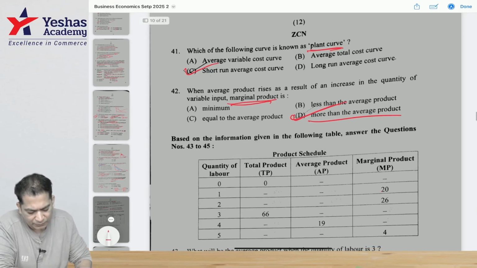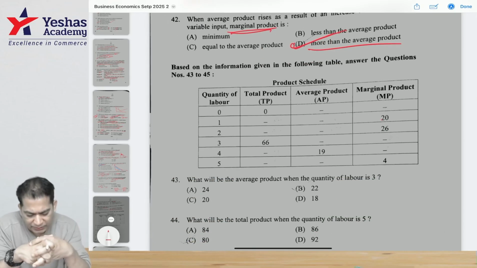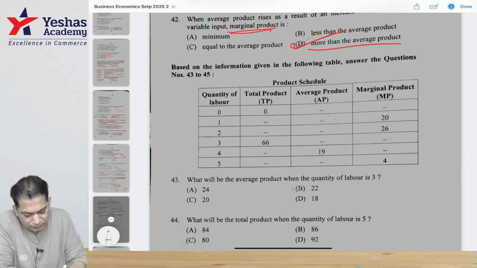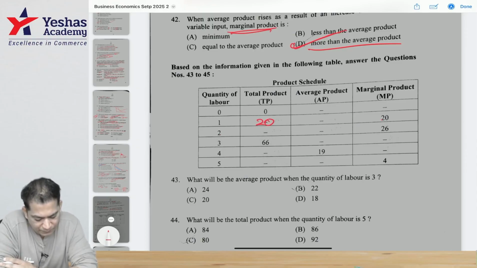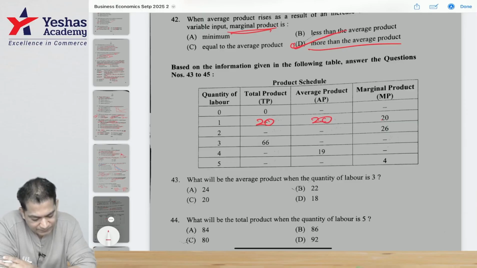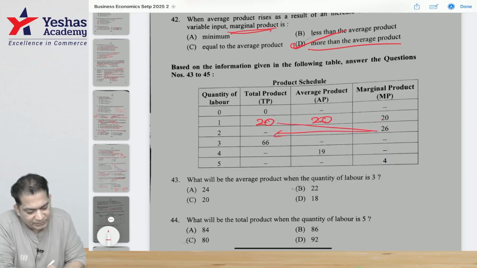Yes. Now, in this question here, let's figure it out. Based on the following information given in the table, answer questions 43 to 45. Okay, let's see. So first of all, 20 is given here. One input, this is changing by 1. So I can write marginal product here as 20. Sorry, total product here is 20. And average product will be 20 here again. 20 divided by 1 is 20. Then I know that total product, when I add this marginal product, what I'll get here is 46.